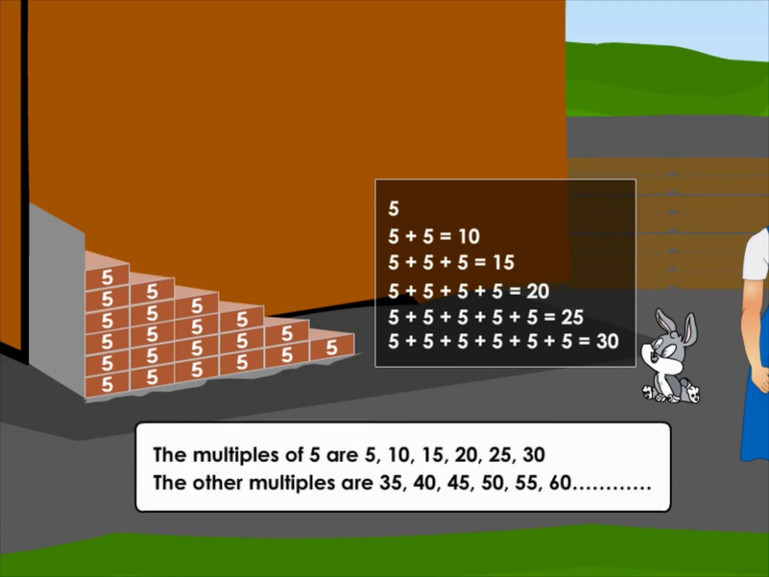We see that the multiples of 5 are 5, 10, 15, 20, 25, and 30. The other multiples of 5 can be continued as 35, 40, 45, 50, 55, 60, etc. Each of these multiples is greater than or equal to 5.